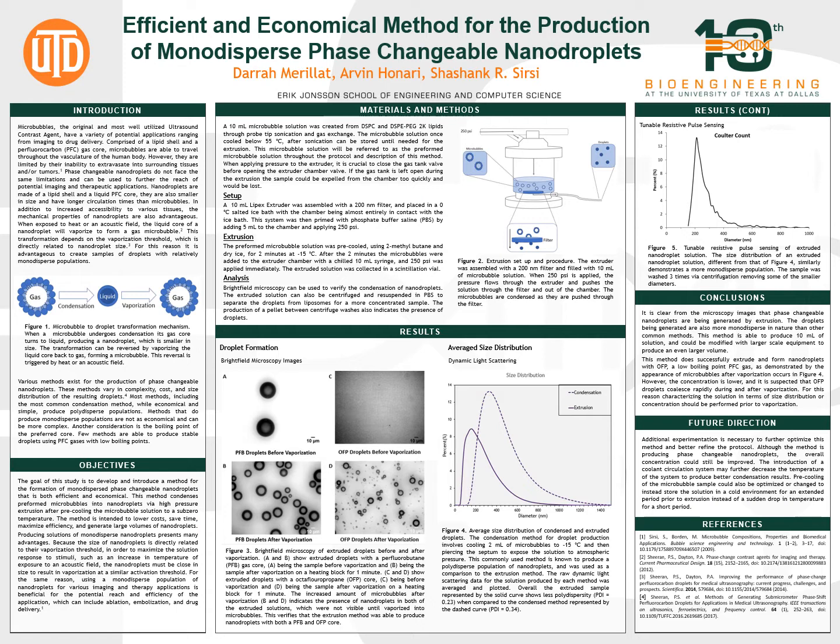So that brings us into the goal of this project, which is the development of a method for the formation of monodisperse phase changeable nanodroplets, but one that is economic as well as efficient, and this was done with extrusion and a pre-formed microbubble solution. So the extruder is assembled with a 200 nanometer filter, and it is placed in an ice bath.